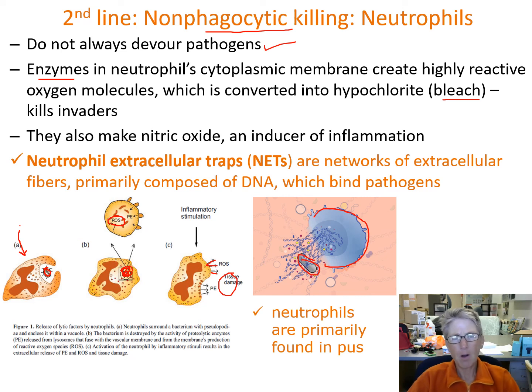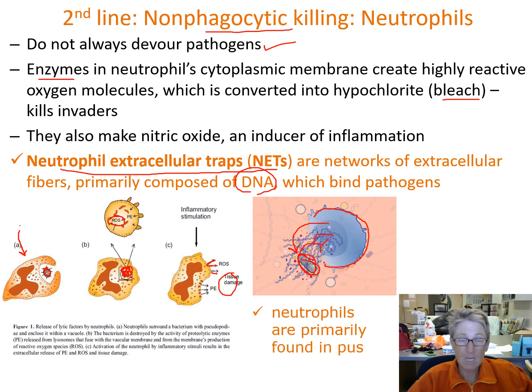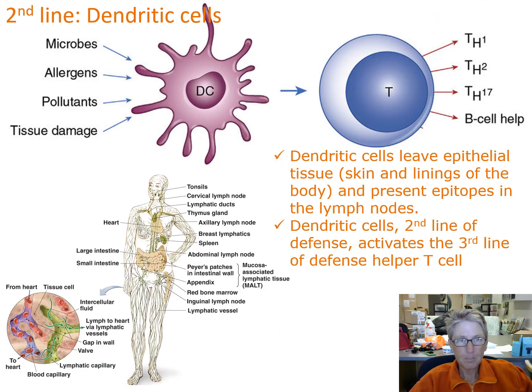And this also is a cartoon of these neutrophil extracellular traps or nets. So these are nets. They're extracellular fibers, mostly made of DNA, and they can bind up pathogens, and then the neutrophil can dump the reactive oxygen species or bleach onto the bacteria and kill it. If you look at pus when you get a wound, what you're seeing primarily are neutrophils.